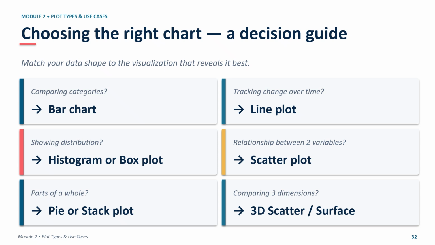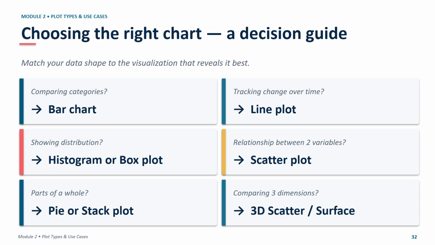This decision guide is the single most important reference slide. Either you can pin it, or you can screenshot it, or you can memorize it. The core idea is very simple: every chart type exists to answer a specific type of question. If you match the chart to the question, your visualization is communicated clearly, right? If you mismatch them, then your audience will be confused. So let us walk through each and every decision.